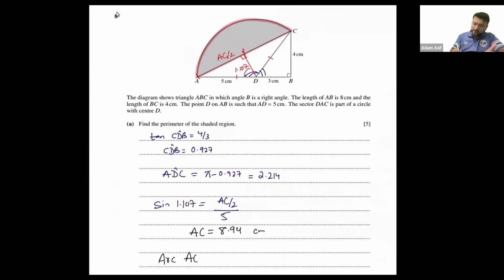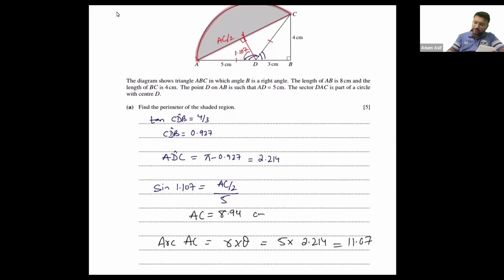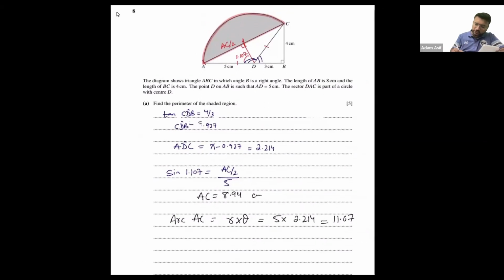Arc AC would be r times theta. The radius is 5. The angle is 2.214. 5 times 2.214 is 11.07. Perimeter के लिए क्या करोगे? You are going to add the two lengths. So perimeter is going to be 11.07 plus 8.94. ये हो जाएगा आपके पास 20.01 या 20.0.